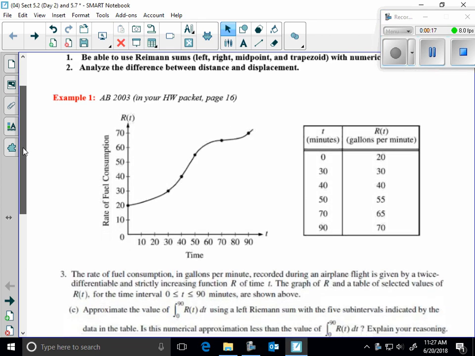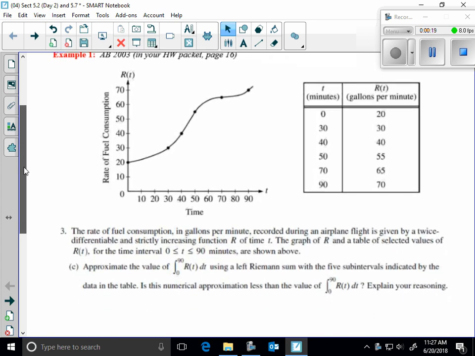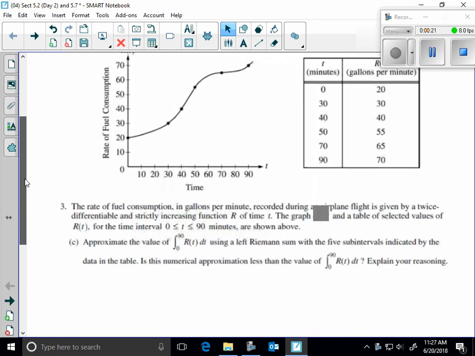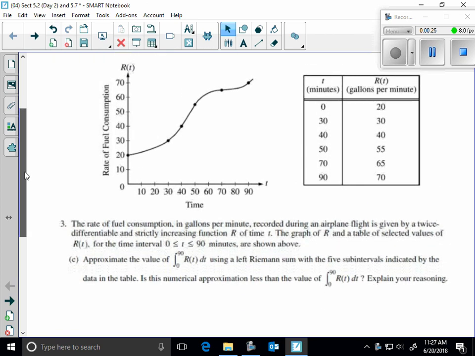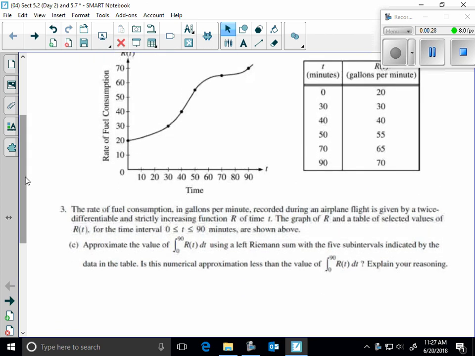All right, so example number 1 is from the 2003 exam. All these problems we're going to do here are in the homework packet, I believe. Yep. So it looks like the rate of fuel consumption in gallons per minute recorded during an airplane flight is given by a twice differentiable function and strictly increasing. Those could come into play later in our problem.